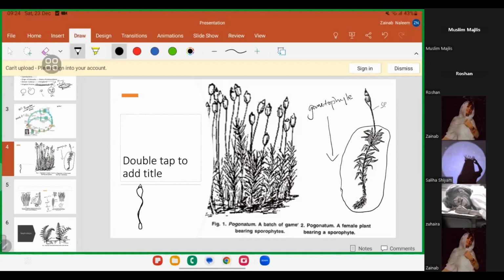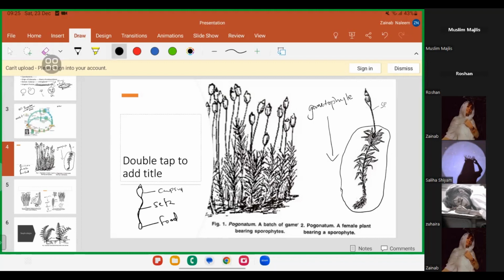Okay, from here you have the foot, and you have the seta, and this is the capsule. The capsule consists of different types of things. You all no need to know that. The foot absorbs nutrients and water from the gametophyte. So you can't see the foot here. It is in the gametophyte, it absorbs the nutrients and water from the gametophyte.